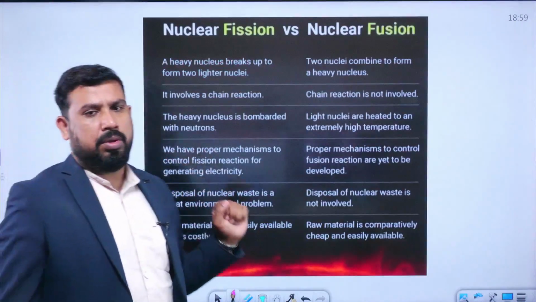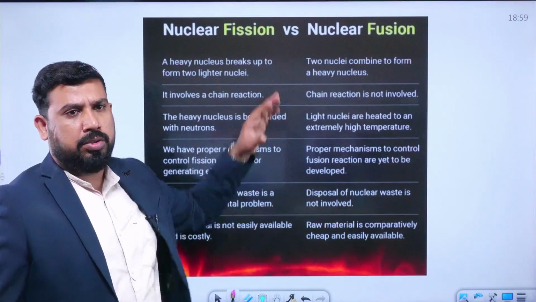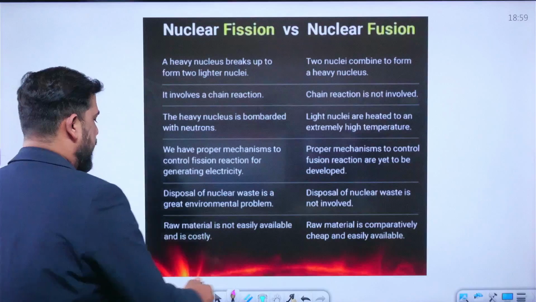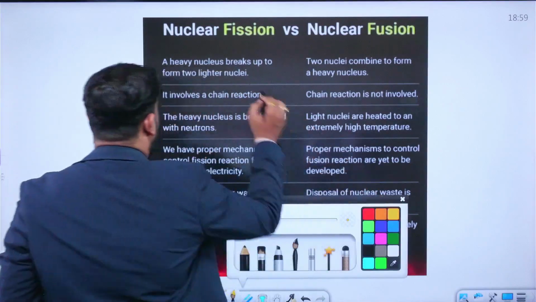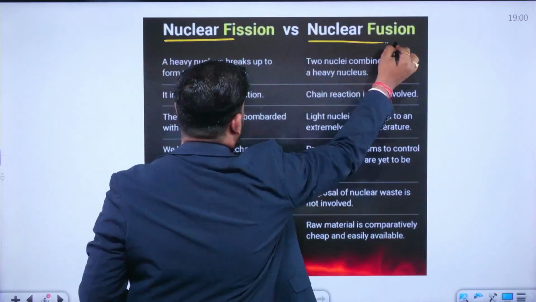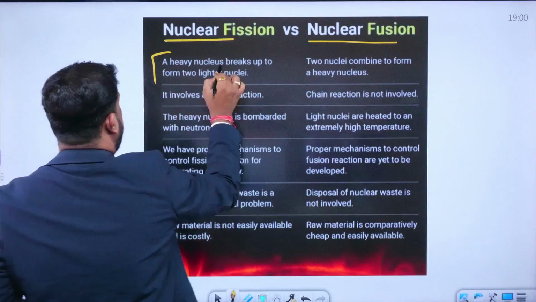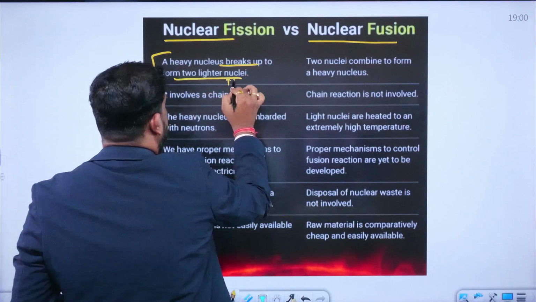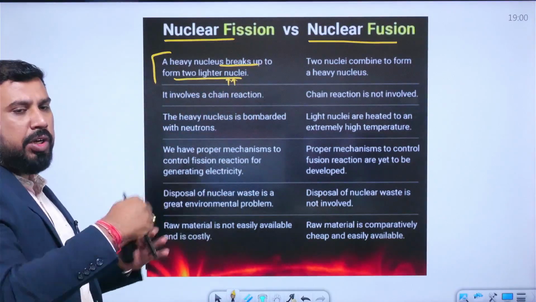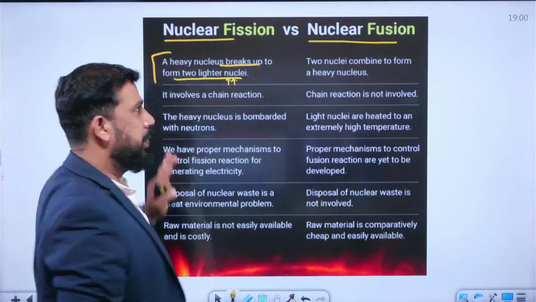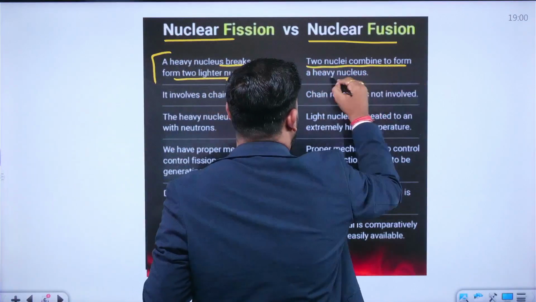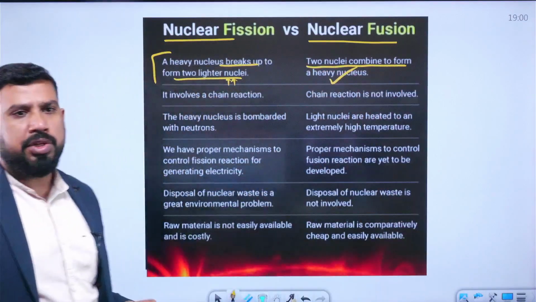As you can see on this slide, we make the difference between nuclear fission and nuclear fusion. In fission, a heavy nucleus breaks up into two lighter nuclei. But in fusion, two nuclei combine to form a heavy nucleus.